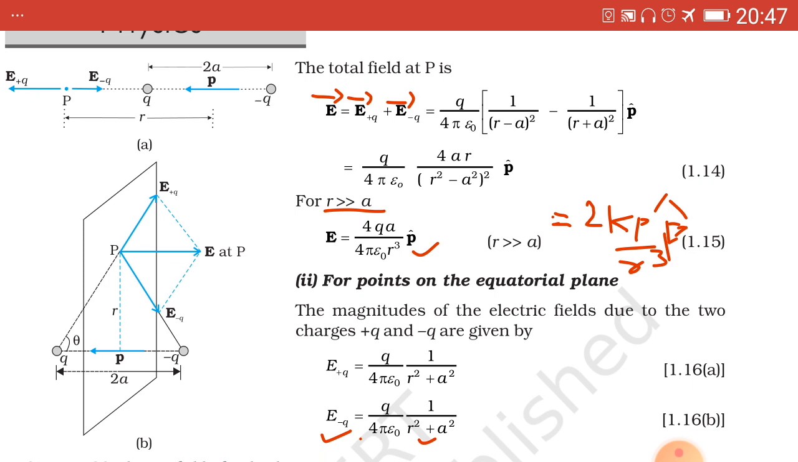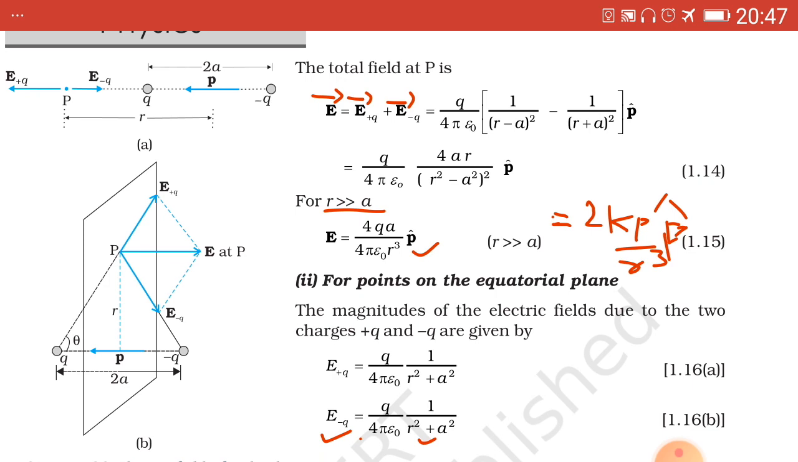Now for special case, for r greater than a, which is marked here, capital E vector equal to 4qa upon 4 pi epsilon 0 r cube into p hat, which I have tick marked, which is equal to the most simplified form, easy to remember in terms of small k, that is Coulomb's constant, equal to 2 kp upon r cube into p hat, which is written besides the tick marked equation.